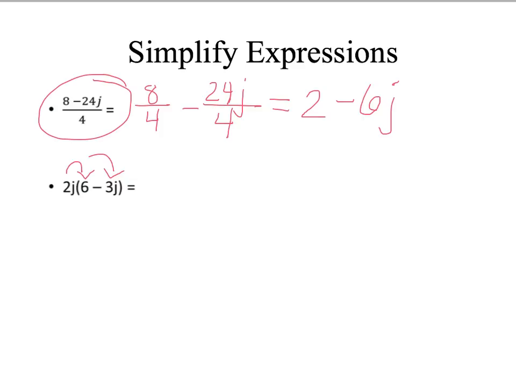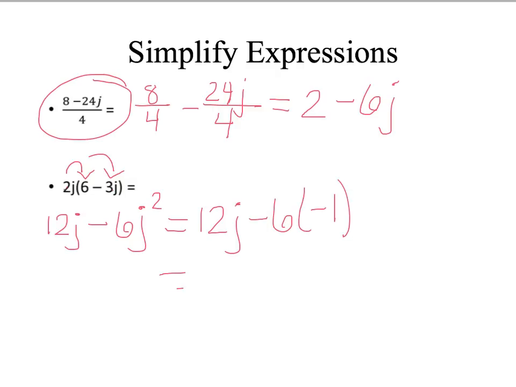Distribute, we're just going to multiply. 2 times 6 is 12j, 2j times 6 is 12j, minus 2 times 3 is 6, j times j is j squared, and then again simplify. 12j minus 6 times -1, so 12j plus 6.